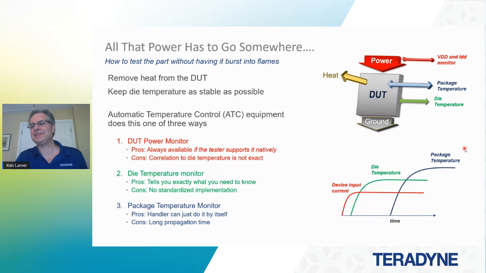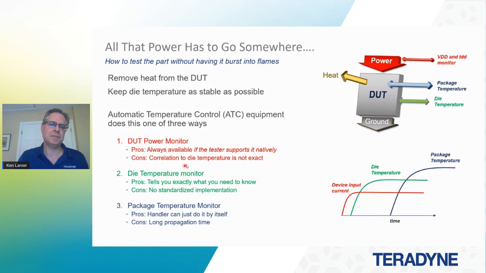This happens last. This is a real lagging indicator, and the die is already good and warm by the time the package warms up. The only real advantage is that you don't need the tester to do it. The handler or ATC system can do it all by itself, because all it has to do in that cold plate is monitor the temperature of the device. But if you see a temperature rise at that point, it's too late to do anything about it. So we've looked at all three of these.